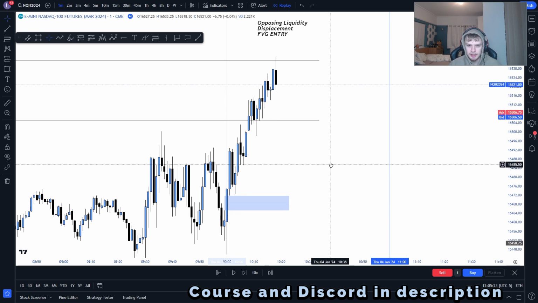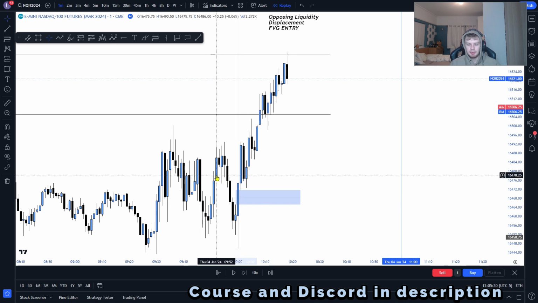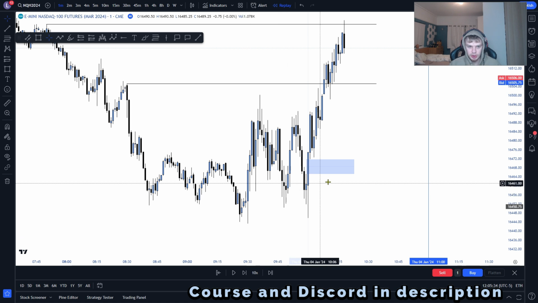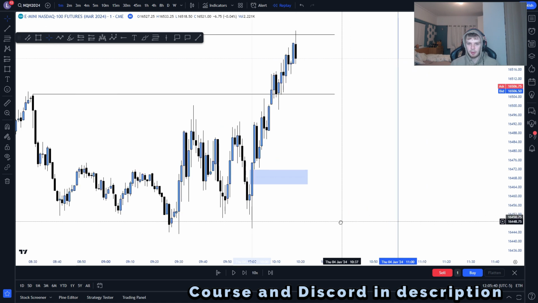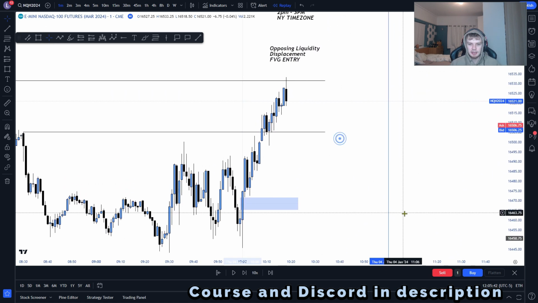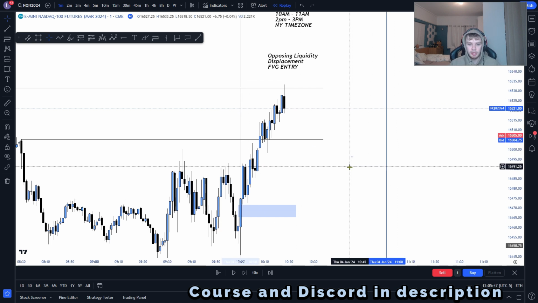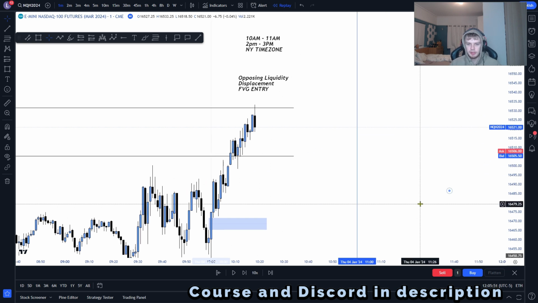Okay, and another question I get asked a lot about the silver bullet is, can you take a trade if the fair value gap is created before the 10 a.m. window? And the answer is yes, but if I was you, I would just wait until you are a lot more experienced before doing that. And so if you're a bit less experienced, just use it from the 10 a.m. till the 11 a.m. window, and don't take any more trades outside those windows.